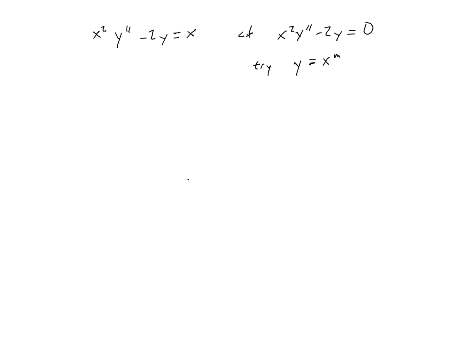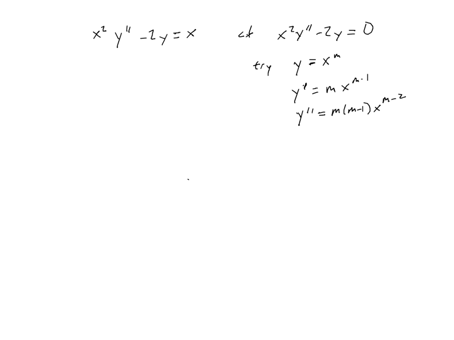Now I take this, I plug it into the equation. I know y, I'm just going to do simple. Y prime is going to give me m x to the m minus 1. Y double prime is going to be m times m minus 1 x to the m minus 2.